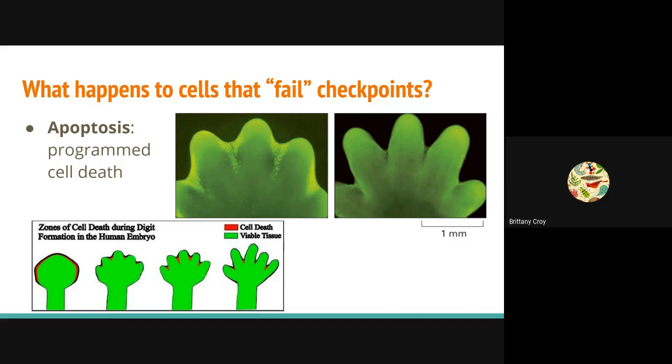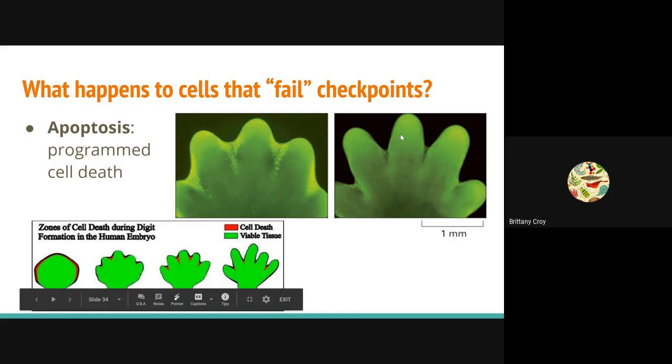And this has happened to all of us. When we were developing, when we were still in the uterus before we were born, we had webbed fingers. And then apoptosis happened to basically delete that webbing right there so that we don't have webbed fingers anymore.